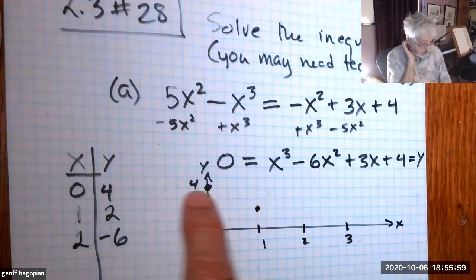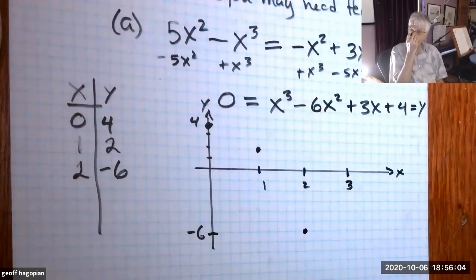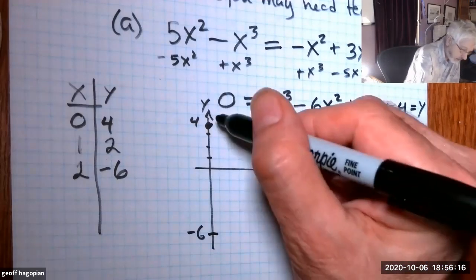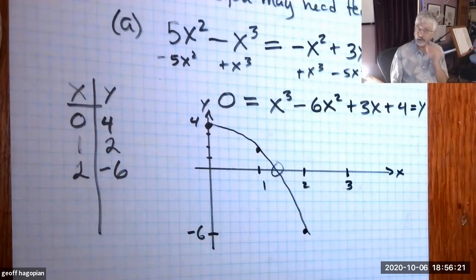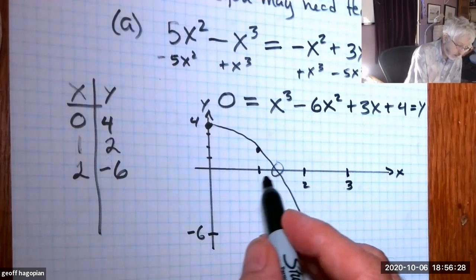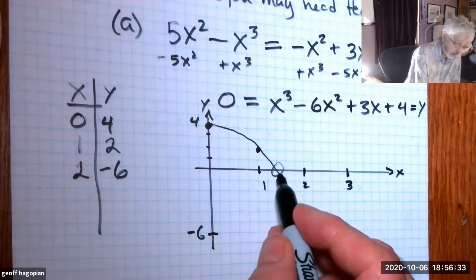So I need to connect those points. I have to satisfy the vertical line test, which means I can't zigzag back and forth, right? For each x, there can be only one y. And I want a nice smooth curve going from here to here. What does that mean? That somewhere in here, it's got to cross the x-axis, and that's where y is 0. That's going to be our solution. So I want to zero in on this 0, that's where the expression comes from.